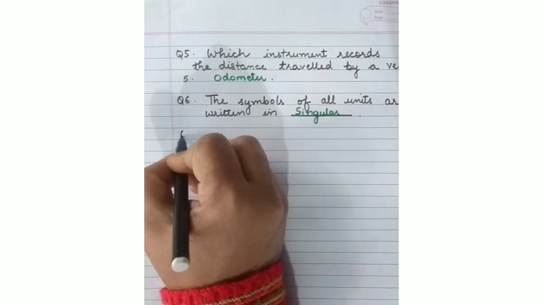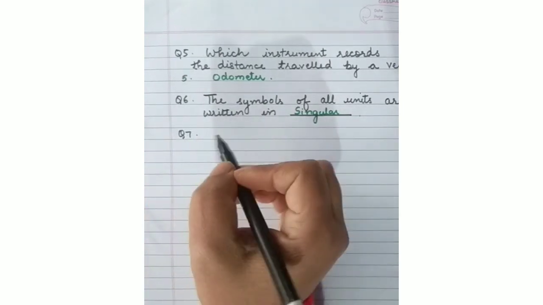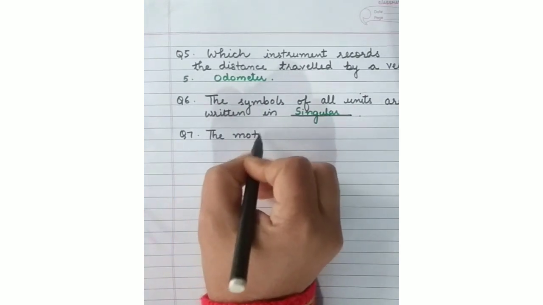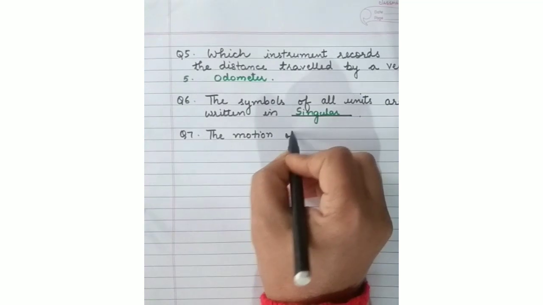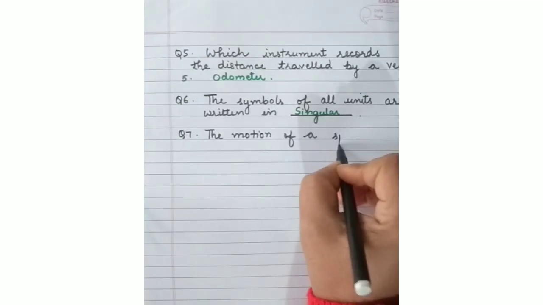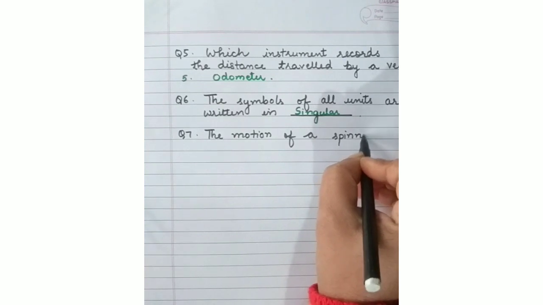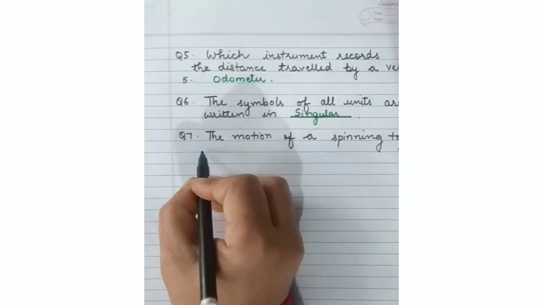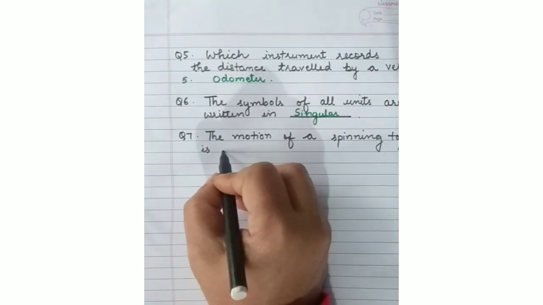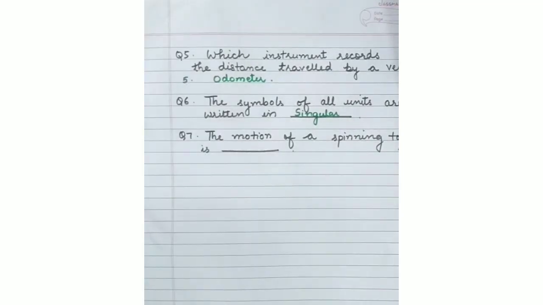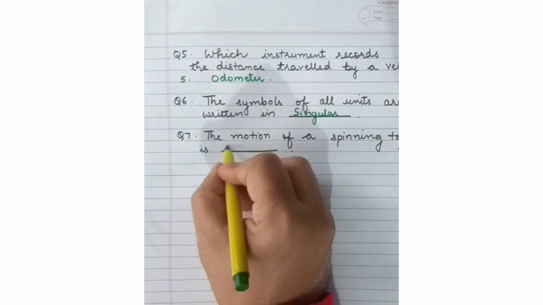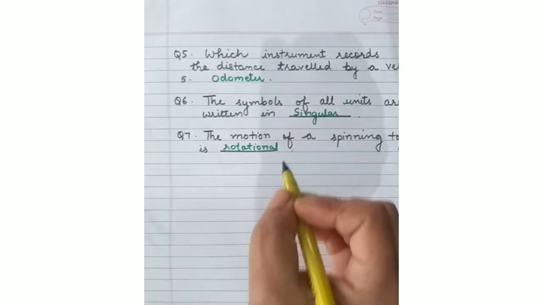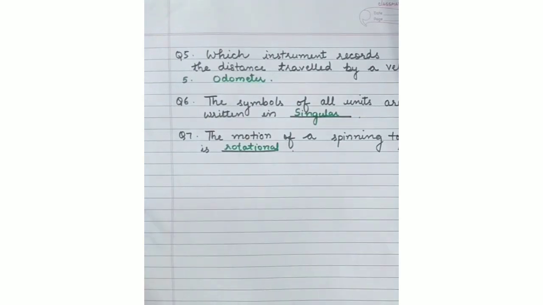Next is question number 7. The motion of a spinning top, which is used for playing, for making fun. What we call that motion? That motion is known as rotational motion. Okay, that is rotational one.